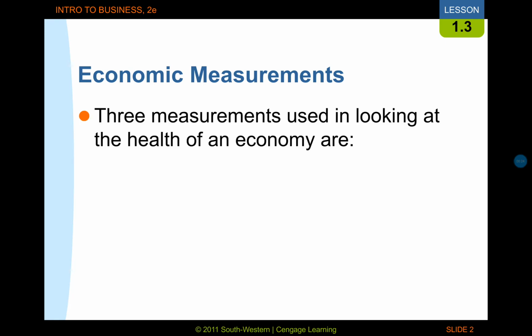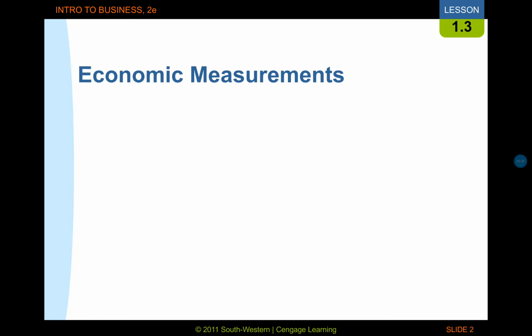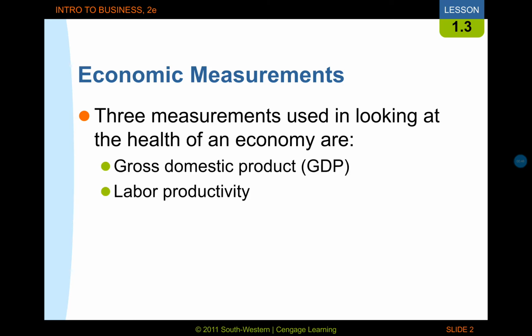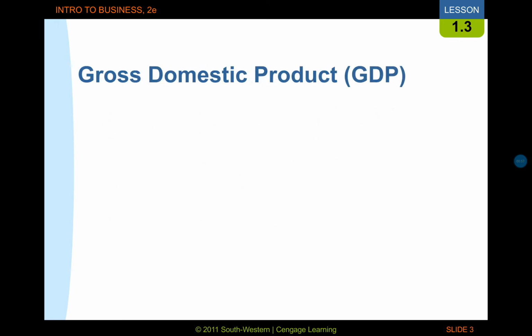One of the goals of an economy is to be healthy, to have a steadily growing production of goods and services. The 3 measurements used to look at the health of an economy are gross domestic product, or GDP, labor productivity, and inflation and deflation. So let's look at these individually.